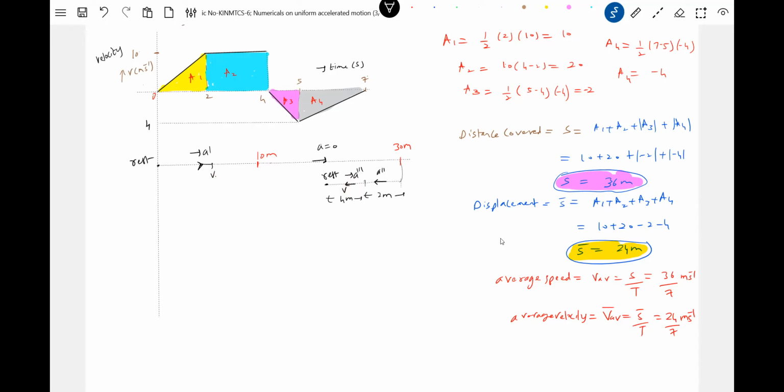V1, Vx, I'll write it. VA, VB, VC. Some symbols I'll give it. Look at that, those arrows are very important. First, what will happen to the body?